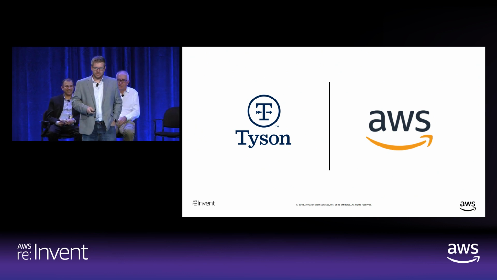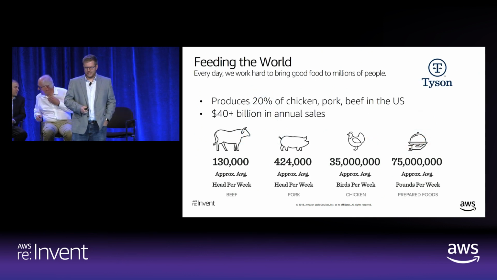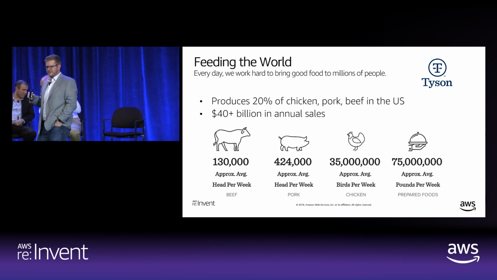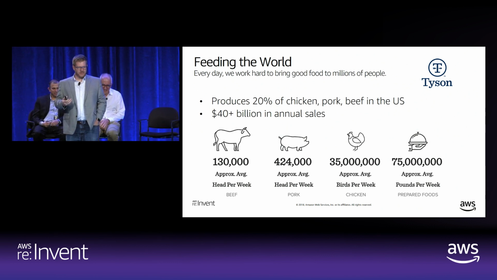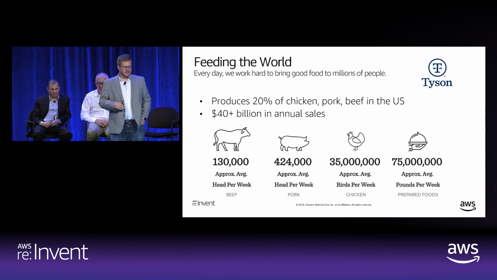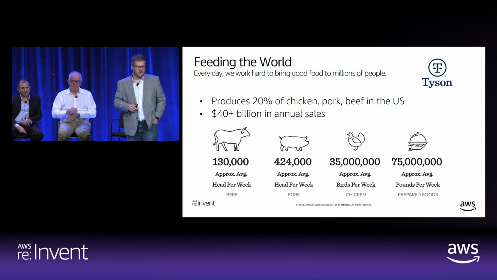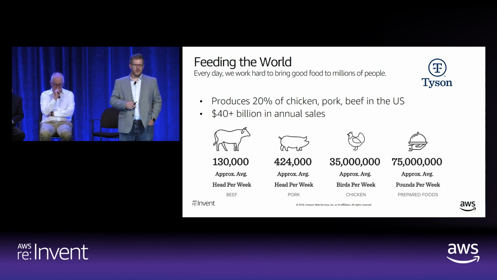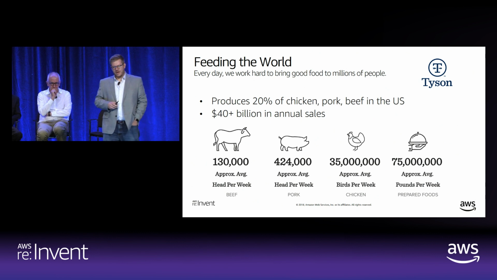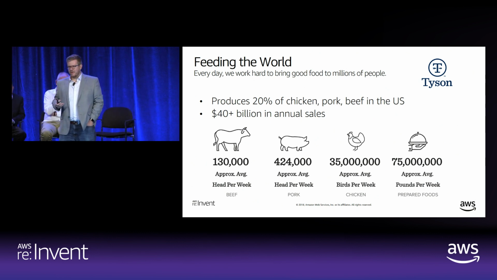I lead the emerging tech team at Tyson Foods, and I'll give you a little background on Tyson Foods. Everyone thinks Tyson, they think chicken. Well, we actually do beef, pork, prepared foods. We're also investing in alternative proteins. You can see here the numbers are staggering on the volume of food and the amount of people that we feed on a weekly basis. Our goal is, how do we become the world's premier protein provider?